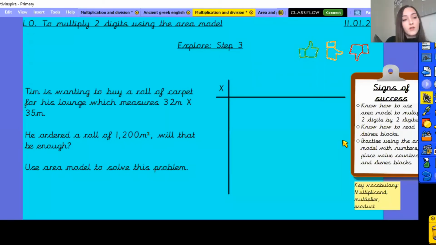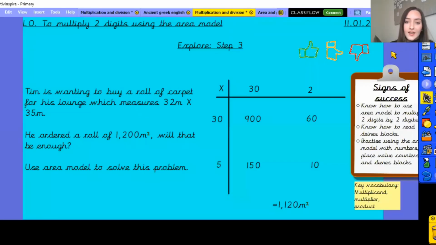Okay, so for those of you that fancy a challenge, this is the step 3 explore phase. So I have a problem for you on the board that I'd like you to solve. Tim is wanting to buy a roll of carpet for his lounge which measures 32 metres by 35 metres. He decided to order a roll of 1,200 metre squares. Will that be enough? Now what you need to do is pause the video and use the area model to solve your problem. And you can do that by either using numbers or Dean's blocks, whichever you prefer. So pause the video and have a go at solving that problem.